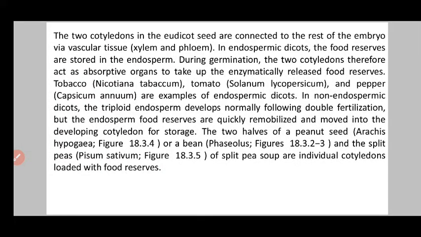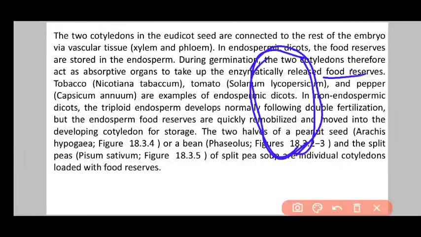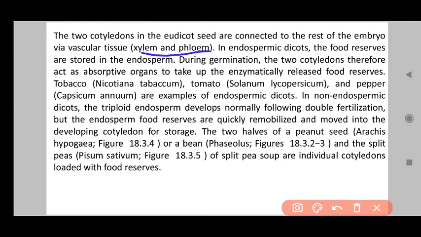The two cotyledons in the eudicot seed are connected to the rest of the embryo via vascular tissue, that is xylem and phloem. What are the functions of xylem and phloem? Xylem helps in water transport from source to sink in your plant, and the phloem tissue transports nutrition and the metabolites, micro and macro components.